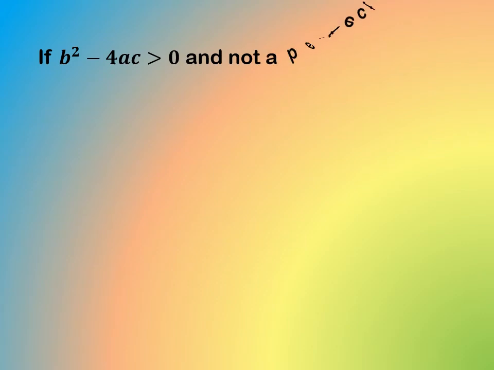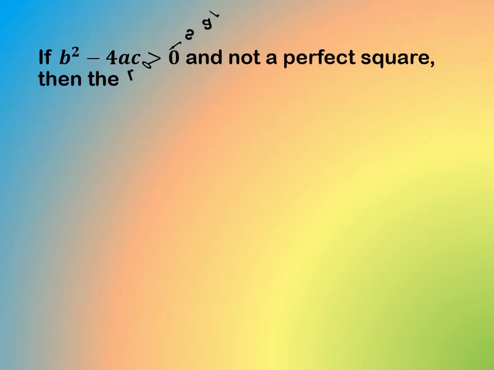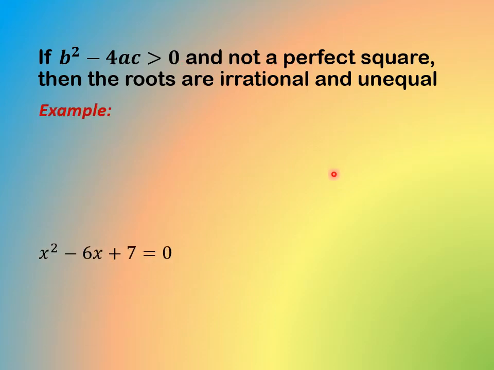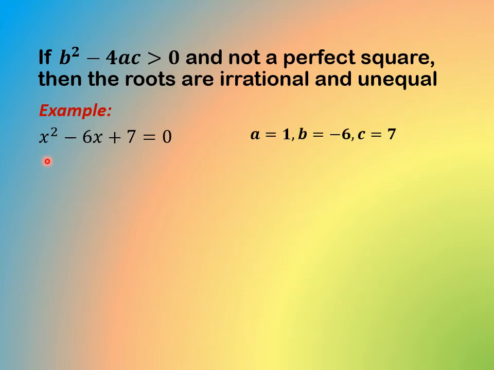Okay, next. If b squared minus 4ac is greater than 0 and not a perfect square, then the roots are irrational and unequal. So, sabi dito, greater than 0 pa rin. Okay? Positive numbers pa rin. But not a perfect square. Okay? So, let's have the example. We have x squared minus 6x plus 7 is equal to 0.